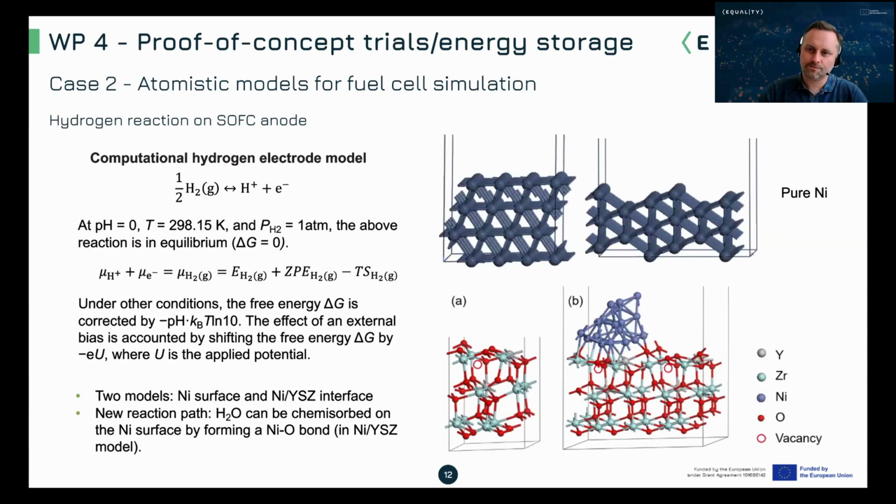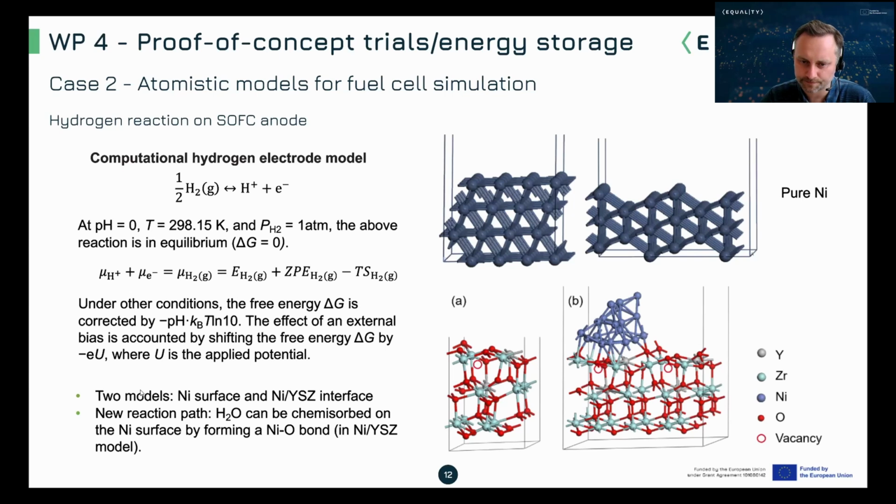Yeah, atomistic models for fuel cell simulations. I will not say too much about this. Here we studied two systems. One is the pure nickel system, where water can adsorb, and the other one is a very complicated system that is closer to reality, where we have the YSZ material and on top a piece of nickel. This forms a so-called triple phase boundary, where the nickel touches the YSZ material and the vacuum.